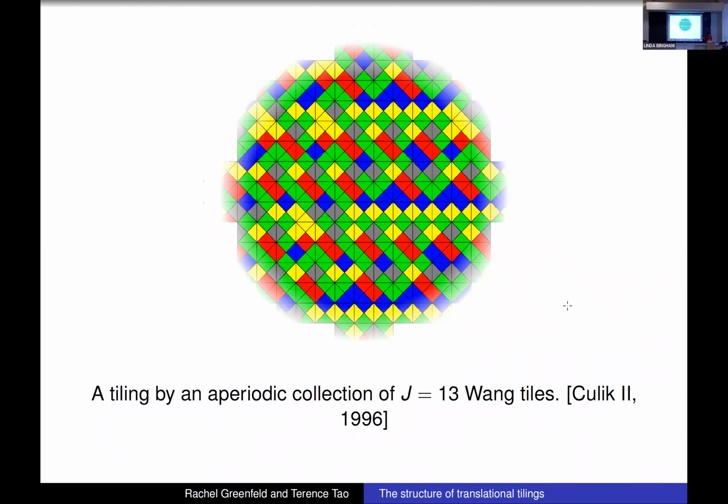Okay, and here is an aperiodic tiling by Wang tiles with a slightly larger tile set, 13 tiles in this case, as it turns out.